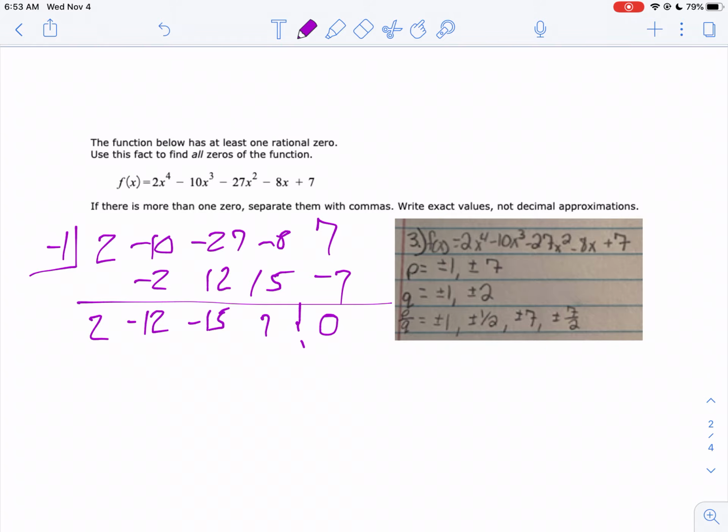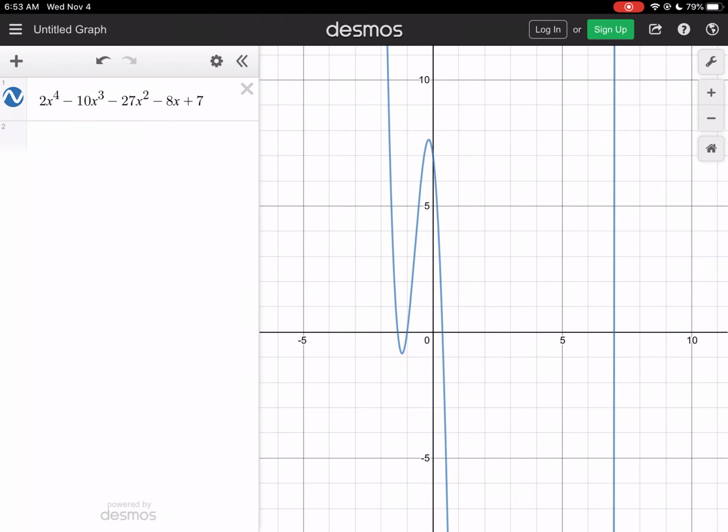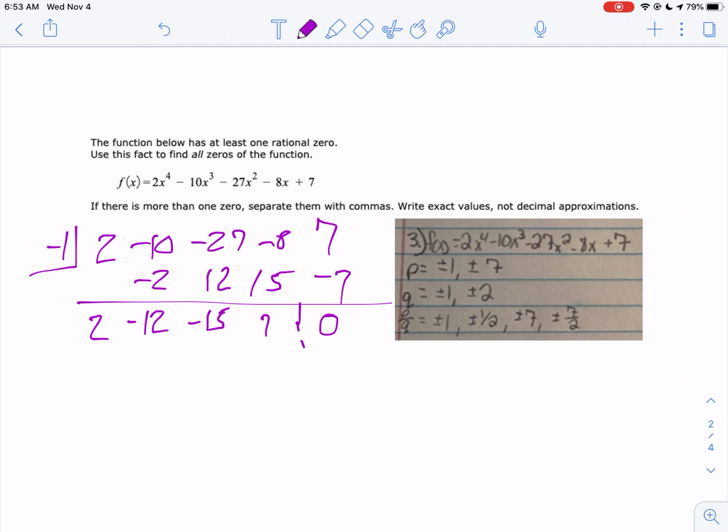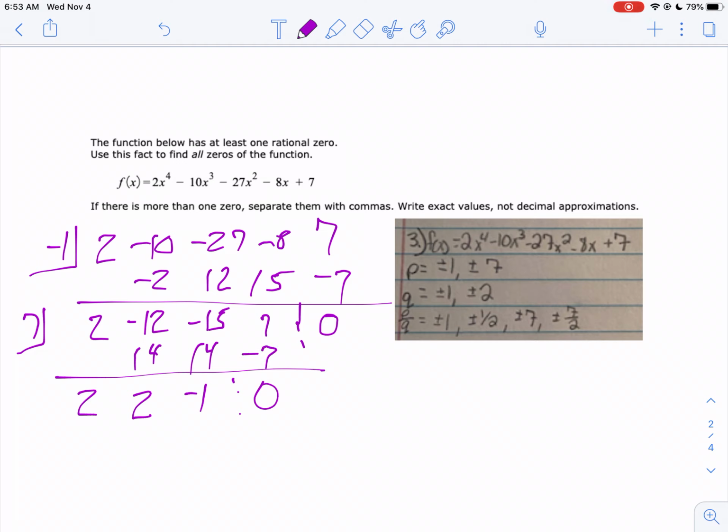Now let's try our other root. Our other root, remember, was 7. So I'm going to try 7. And if this is a root, this should be 0. So bring down the 2. 2 times 7 is 14. Minus 12 is 2. 2 times 7 is 14. I get -1. I get 7. Or -7, which gives me 0.